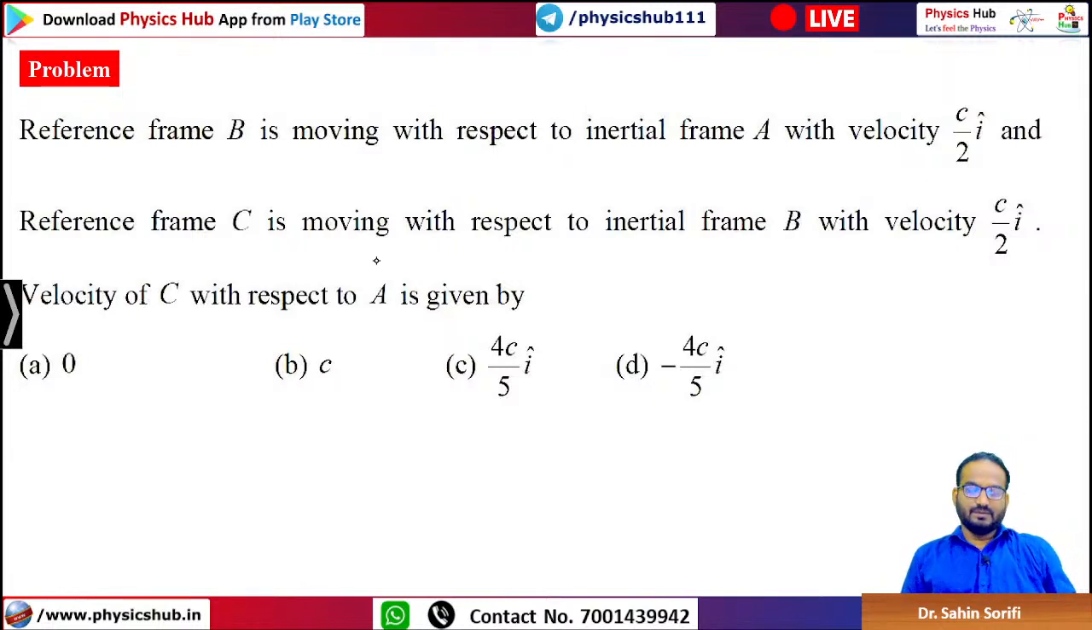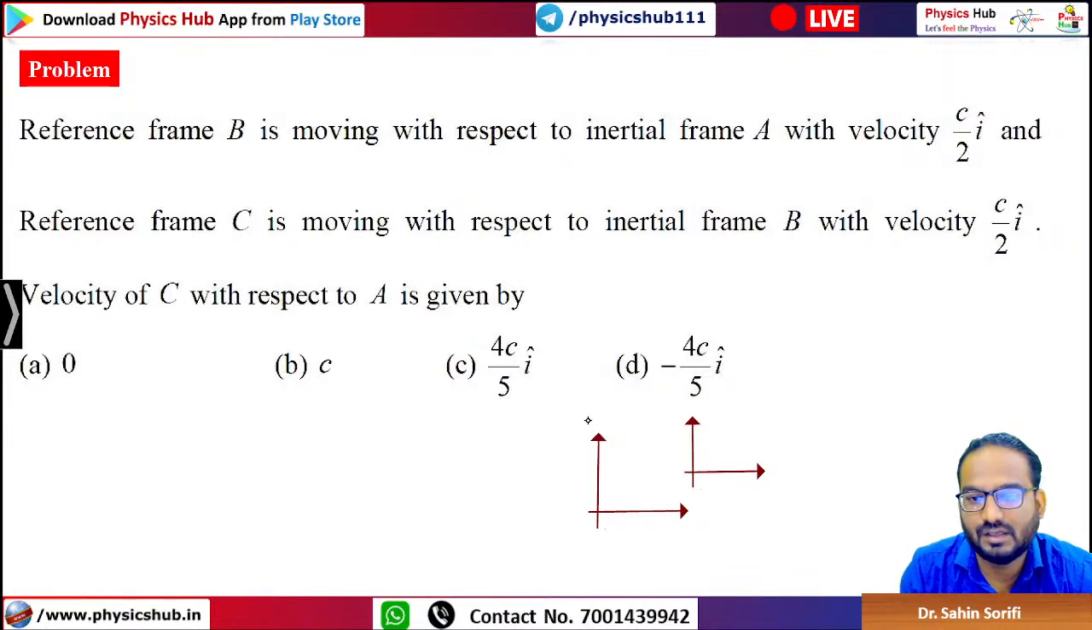Let's look at this problem. Reference frame B is moving with respect to inertial frame A with velocity c by 2 i cap, and reference frame C is moving with respect to inertial frame B with velocity c by 2 i cap. Velocity of C with respect to A is given by. If you can draw the picture, you will be able to solve the question. Three frames are given here, A, B, C. Reference frame B is moving with respect to inertial frame A with velocity c by 2. This is the first thing given to you, right?